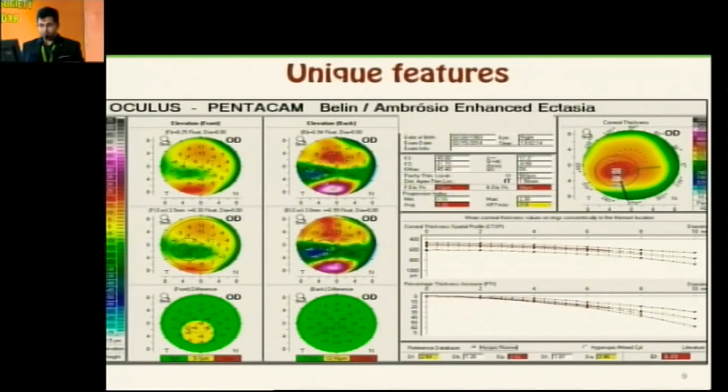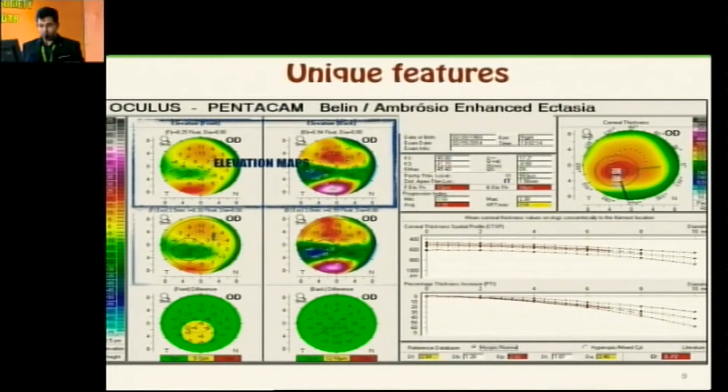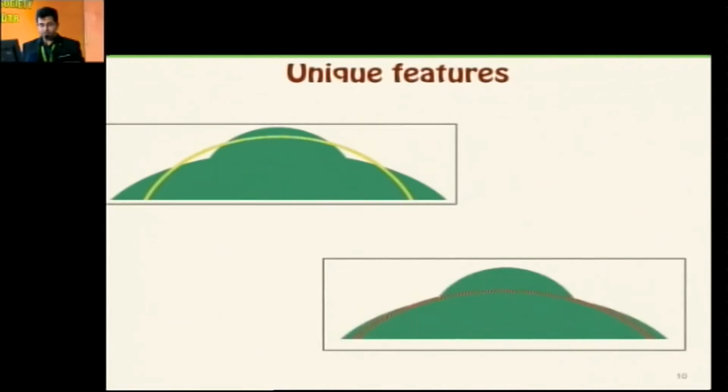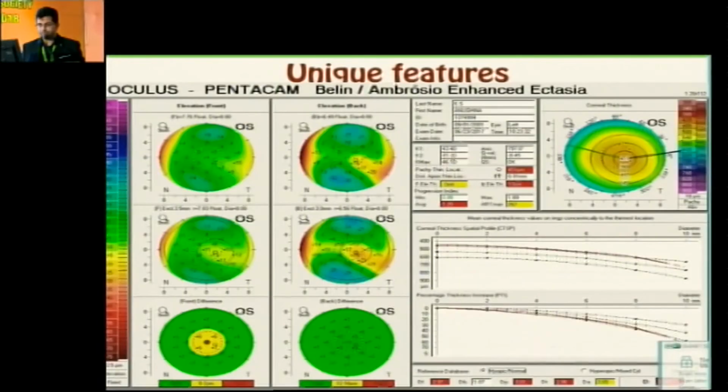The other map that we look at very commonly is the Belin Ambrosio enhanced ectasia display. So this shows the elevation map here. What it does is, when it calculates the best fit sphere, it excludes the central 4 mm, and that allows us to pick up ectasia with more sensitivity. So this is a map which shows the best fit sphere being calculated taking into account the ectatic part of the cornea as well. And this is a best fit sphere which excludes the central 4 mm of the ectatic part. So this is much more sensitive in picking up such changes.